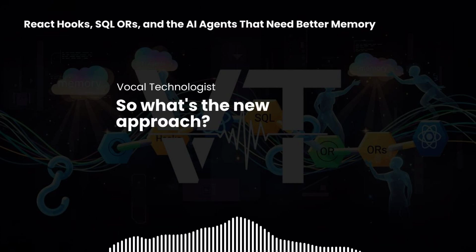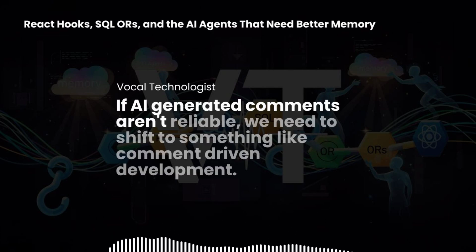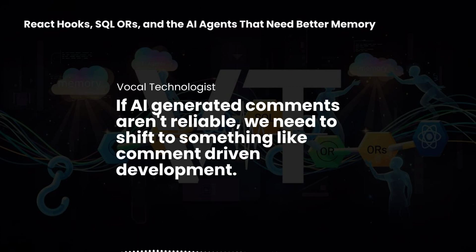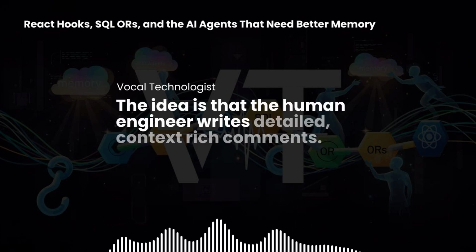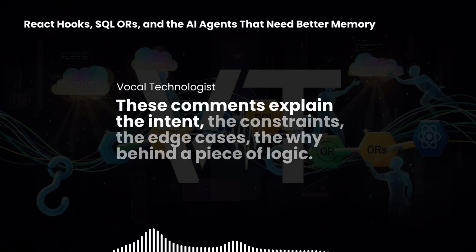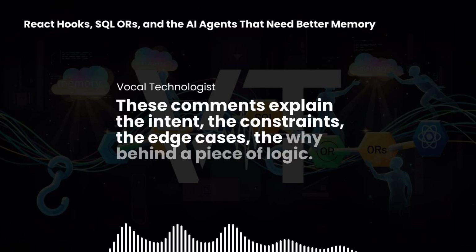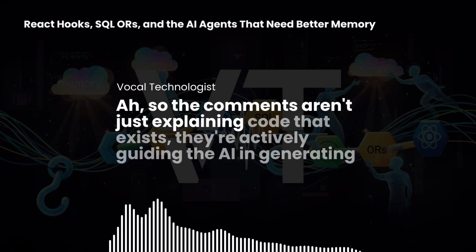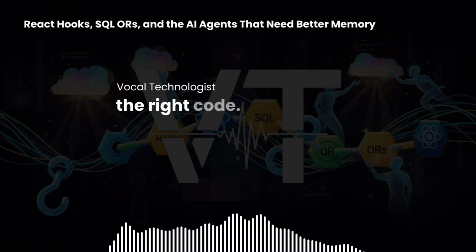So what's the new approach if AI-generated comments aren't reliable? We need to shift to something like comment-driven development. The idea is that the human engineer writes detailed, context-rich comments first. These comments explain the intent, the constraints, the edge cases, the why behind a piece of logic. So the comments aren't just explaining code that exists, they're actively guiding the AI in generating the right code.